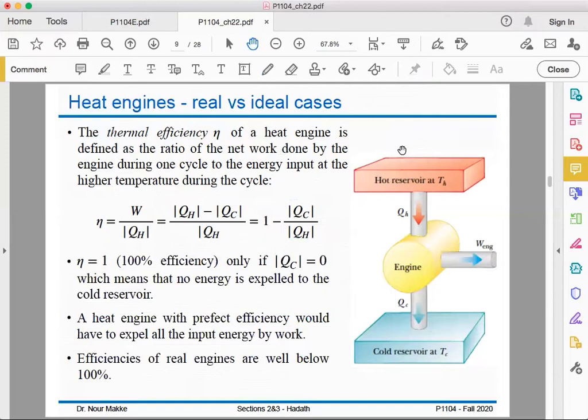So first of all, eta is equal to 1 only if QC is equal to 0. So in other words, you get a 100% efficient machine if you don't have any energy that is expelled as heat to the cold reservoir. And this never happens in reality. So a heat engine with perfect efficiency, which means 100% efficiency, would have to expel all the input energy by work. That is, all the heat it takes, QH, it would have to expel as W of the engine. And efficiencies of real engines are never 100%. They are all below 100%.